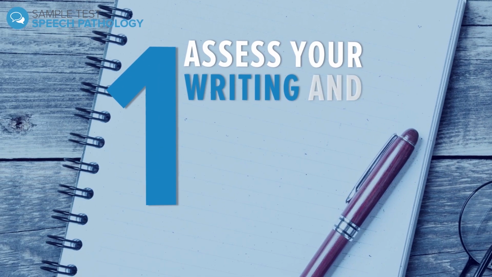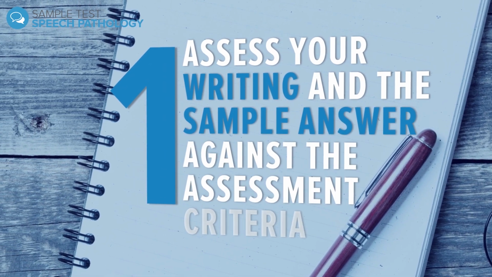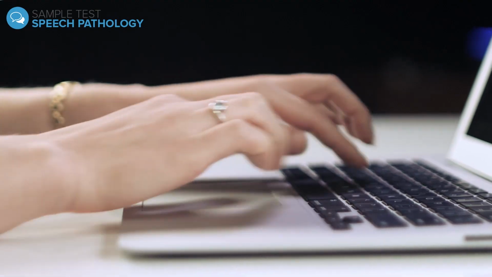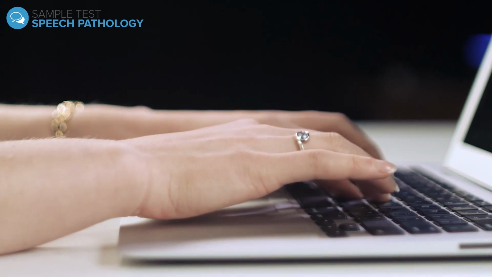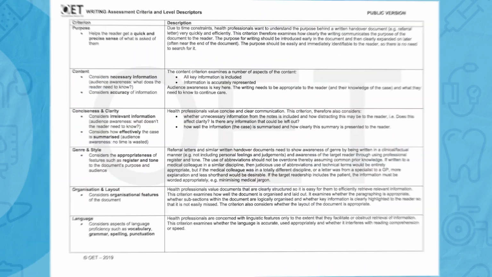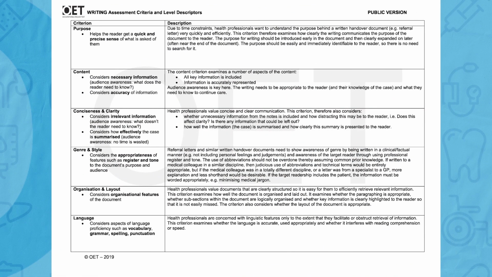Assess your writing and the sample answer against the assessment criteria. The criteria are free to download from the OET website and contain both a description of the 6 criteria you are assessed on, as well as the evidence of what the assessors are looking for to be able to score you at the different levels. Take each criterion in turn. Read the evidence statement for each level and critically decide which statement is the best match for your writing.